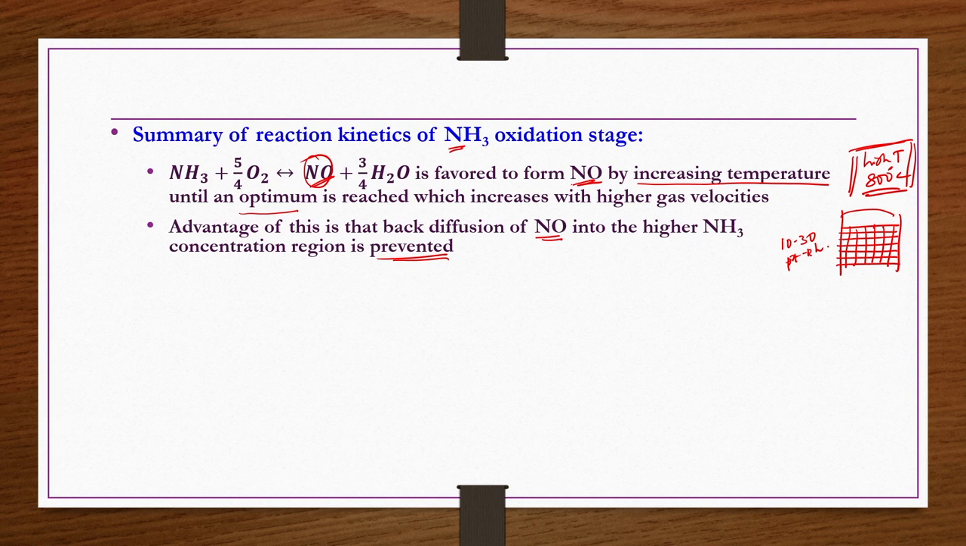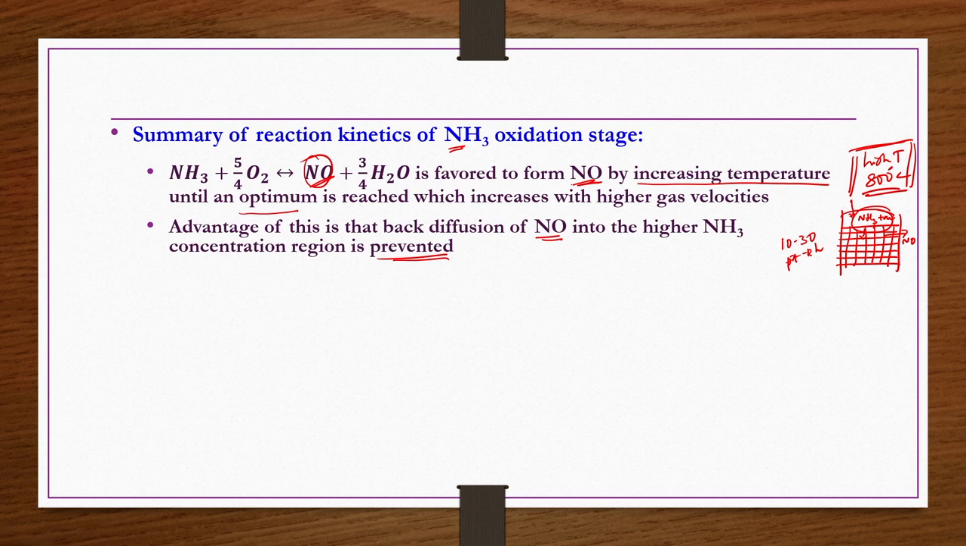So when so many sheets are there, the input gases of anhydrous ammonia and air come here, and the moment they come, some NO may be forming, right? When this NO is formed, and there is not sufficient space to move it quickly to the next level, what will happen? It may back diffuse to ammonia.